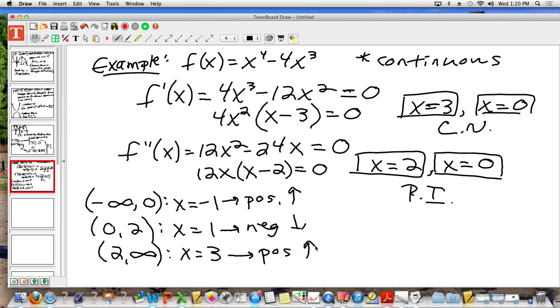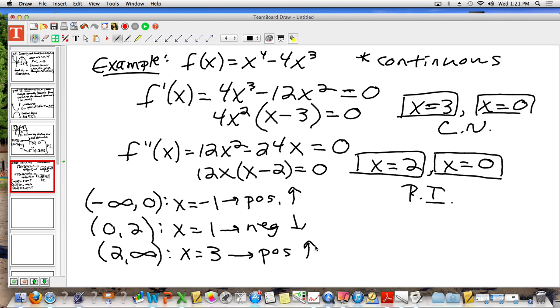Now, what if I asked you guys to take it a step further and give me the relative max and mins? What would you do? Plug it into f of x? Yeah, what do you plug into f of x? Where would you find relative max and mins? Do you use these? No. What do you use to find relative max and mins? Yeah, you gotta go back up to the first derivative, the critical numbers, you gotta go back up to here.